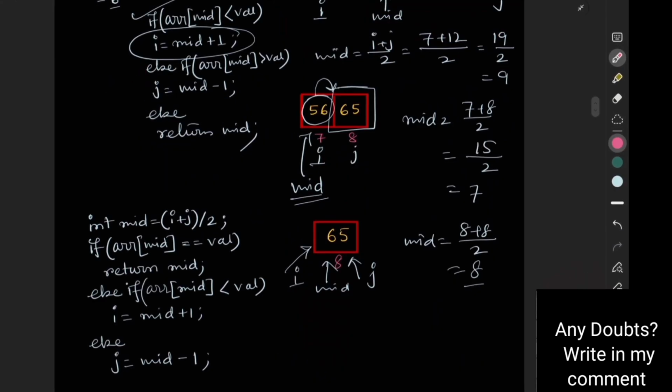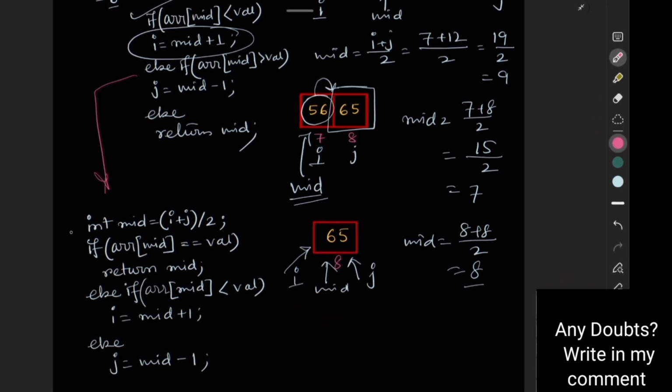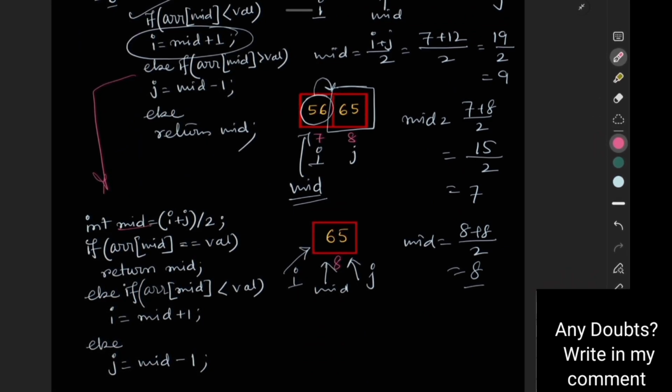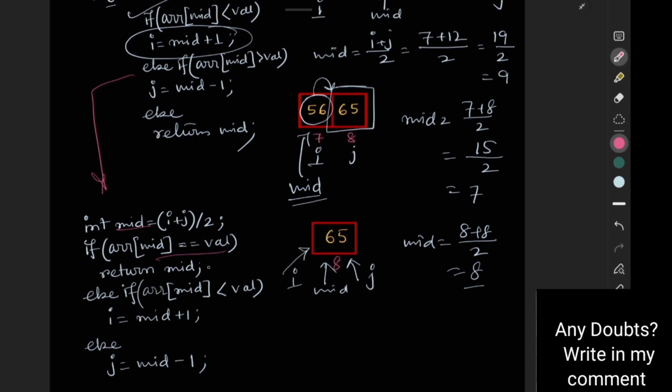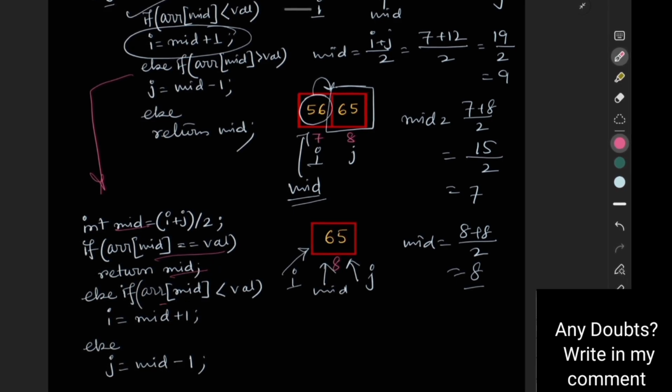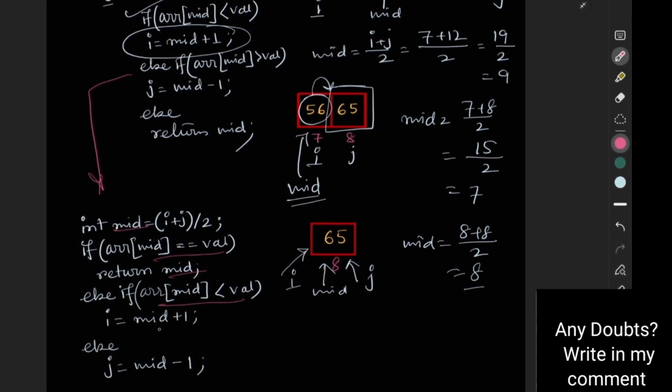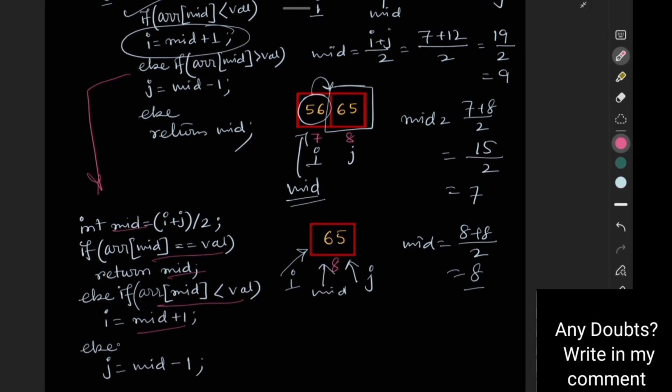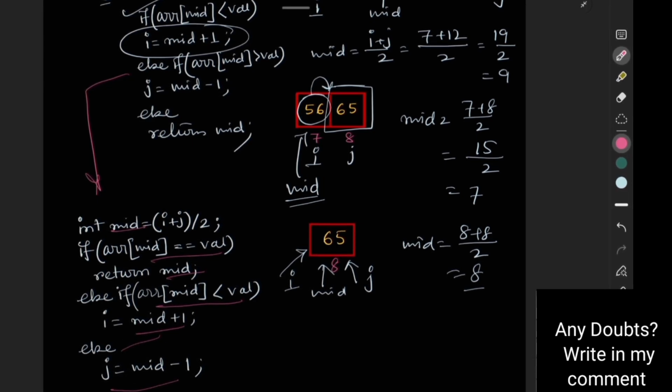Now I can write the same code this way. That means at first I am getting the middle index. Then I am checking this condition. If it is satisfied, it will return the middle index. Otherwise, if it is satisfied, I will change i to the mid plus 1 index. Otherwise, j will shift to the mid minus 1 index.